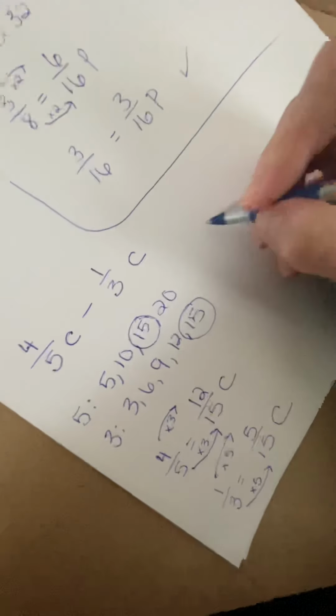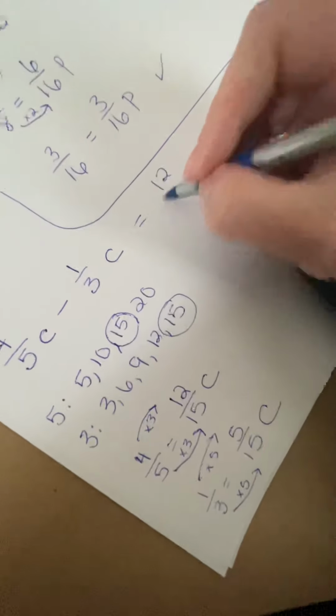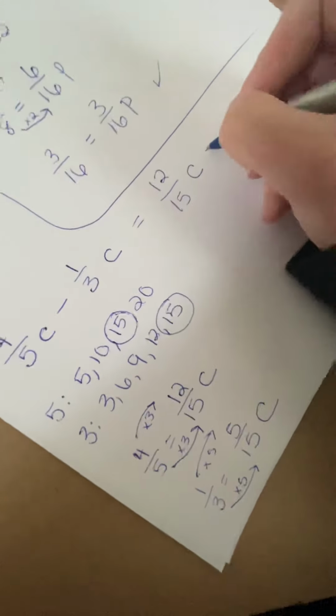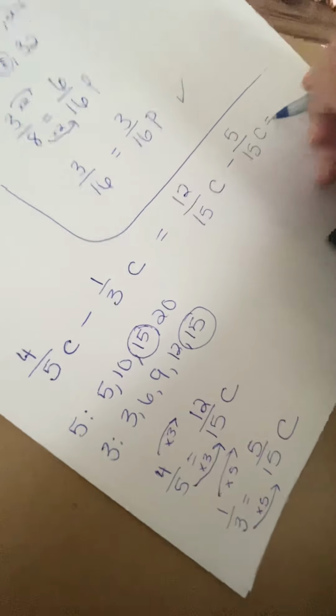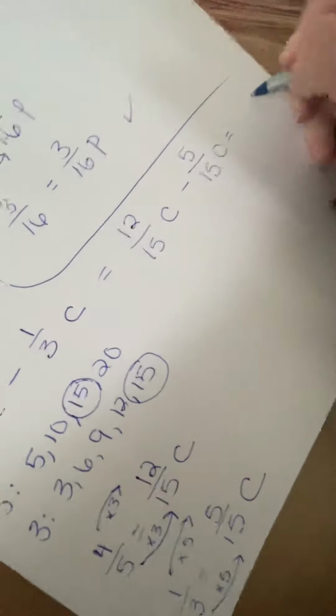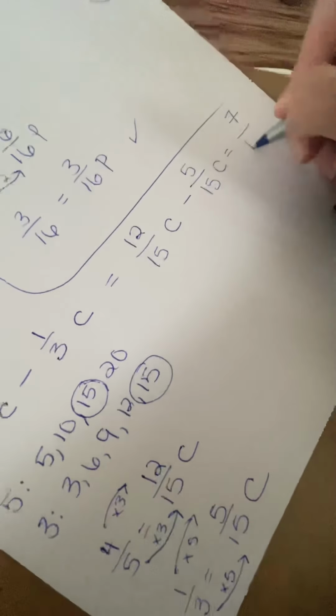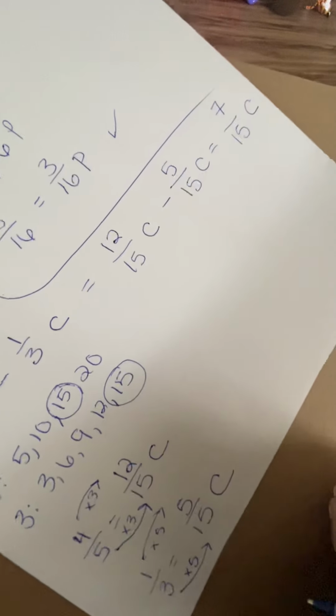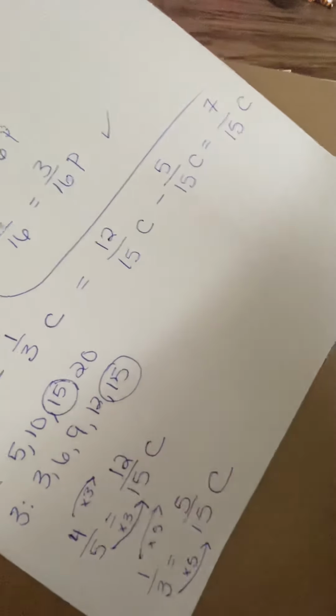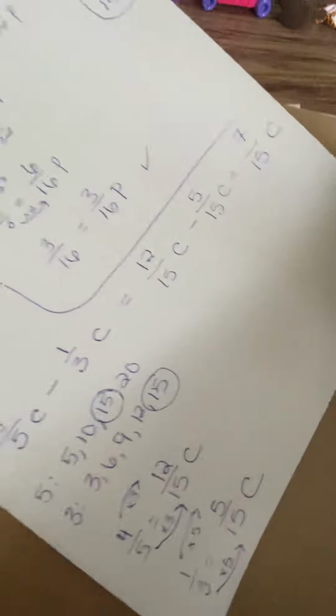Now I'm going to rewrite my problem. 12/15 c minus 5/15 c, and I get 7/15 c. We'll do one more with subtraction.